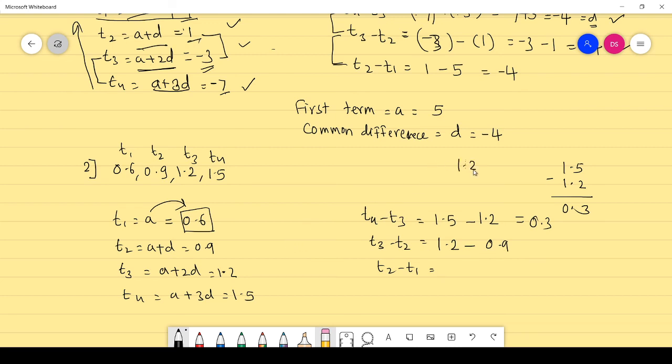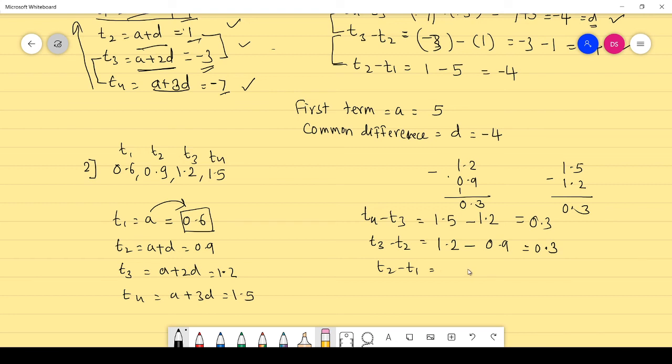What is 1.2 minus 0.9? Now we can't subtract, so you take a remainder. 12 minus 9, you will get 3, right? Now whatever the remainder you took, take over here. 1 minus 1, 0. So 0.3. So we got the common difference 0.3. Similarly here also you will get T2 minus T1 will be 0.3.